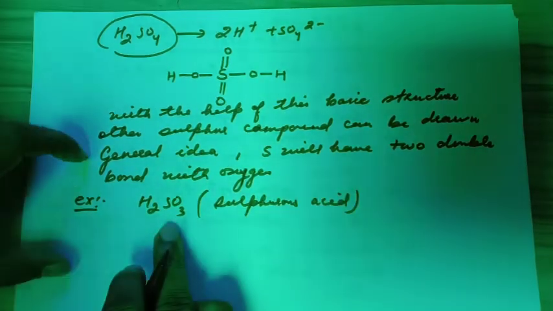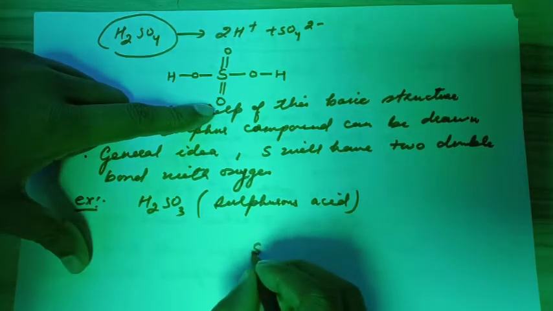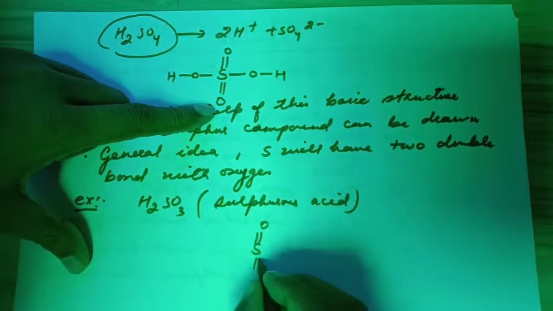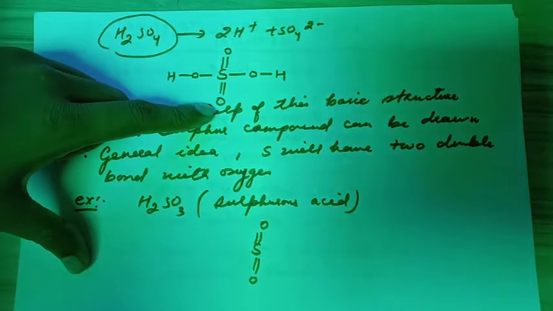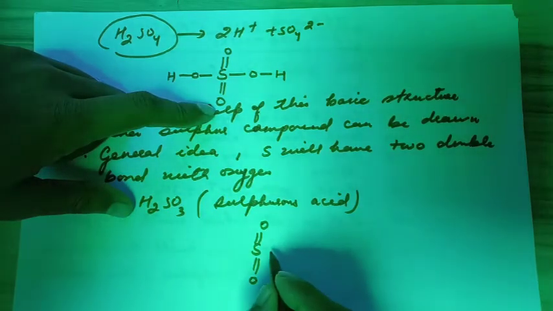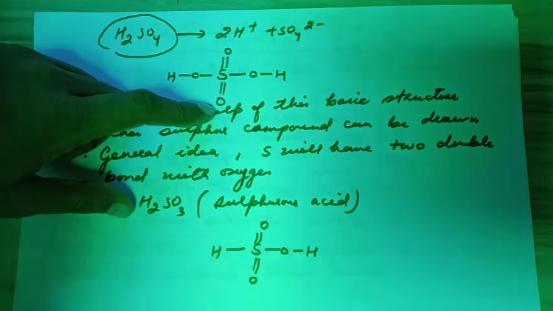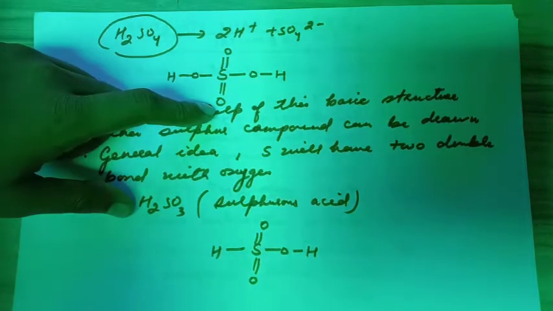Now the basic idea is there will be 2 double bonds with sulfur connecting with oxygen. So firstly we have to draw 2 double bonds connected with sulfur. Now there are 2 hydrogen and there is only 1 oxygen. So 1 oxygen will be engaged with hydrogen and the other will be left as it is. This is how we draw the structure.